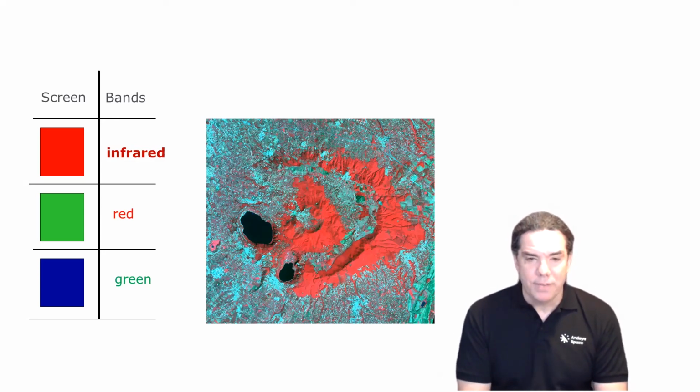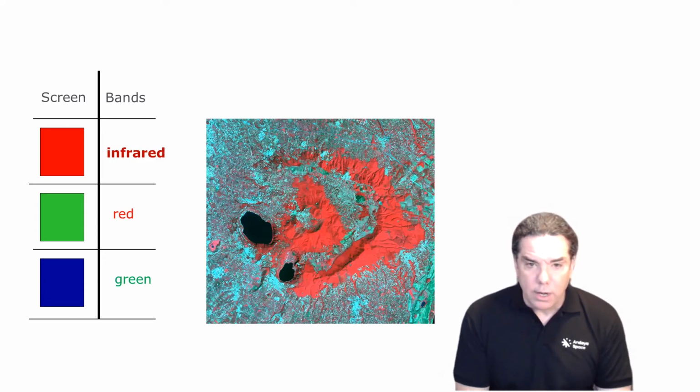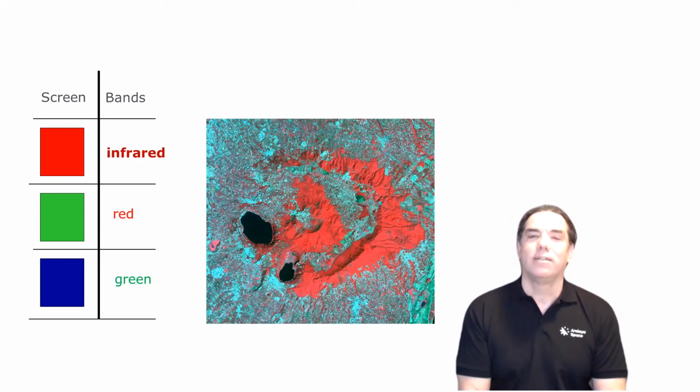And I see here that the water now is black. And I have a question for you. Why is the water black in this false color image?